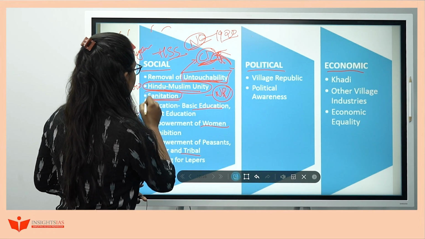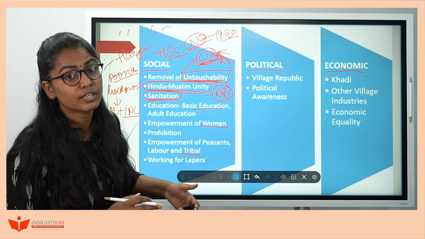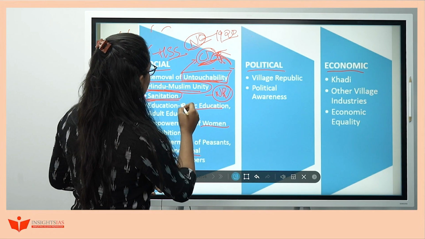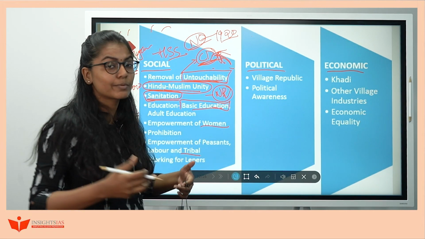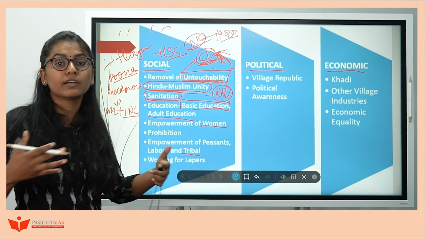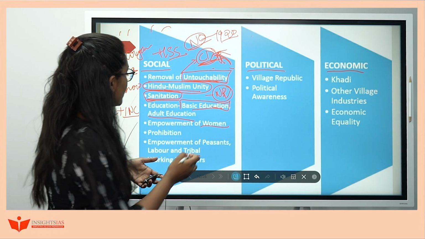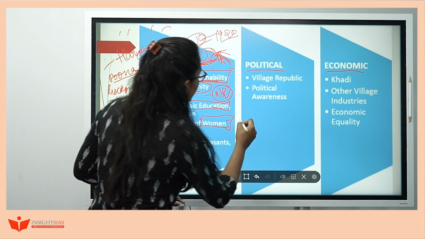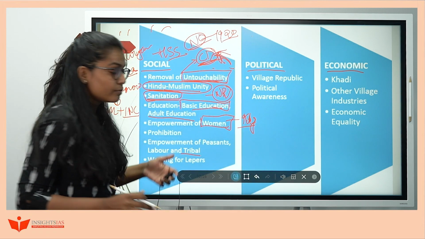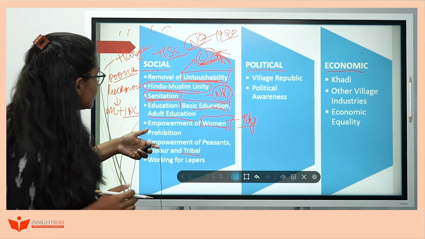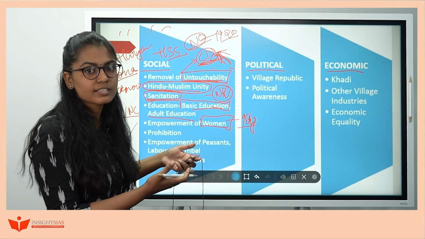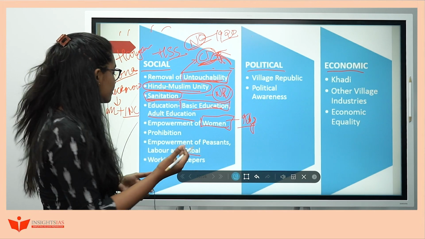Then sanitation. We already know that Gandhiji worked for sanitation. He himself went and cleaned toilets in his ashram. Education: he worked for basic education, that is the collaboration of mind, body and soul. Adult education: he wanted adults to be aware of what is happening around them. Empowerment of women: Kasturba Gandhi, his wife, herself vouched for women's empowerment. Then Sarojini Naidu led the Dharasana Satyagraha. These types of examples you have to give.